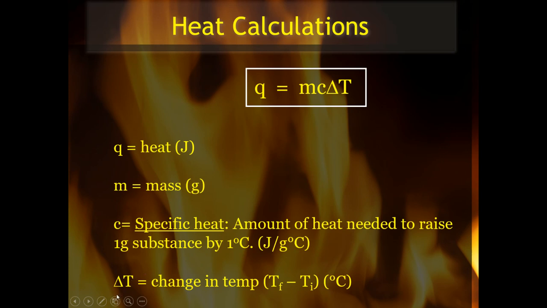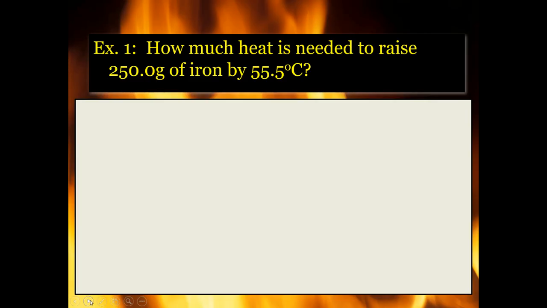And then the last part is delta T. Anytime you see a delta in front of anything, that means change. So delta T is the change in temperature. And so to calculate that, you always want to do your final temperature minus the initial temperature. And our temperatures for these calculations need to be in degrees Celsius. Let's take a look at an example.